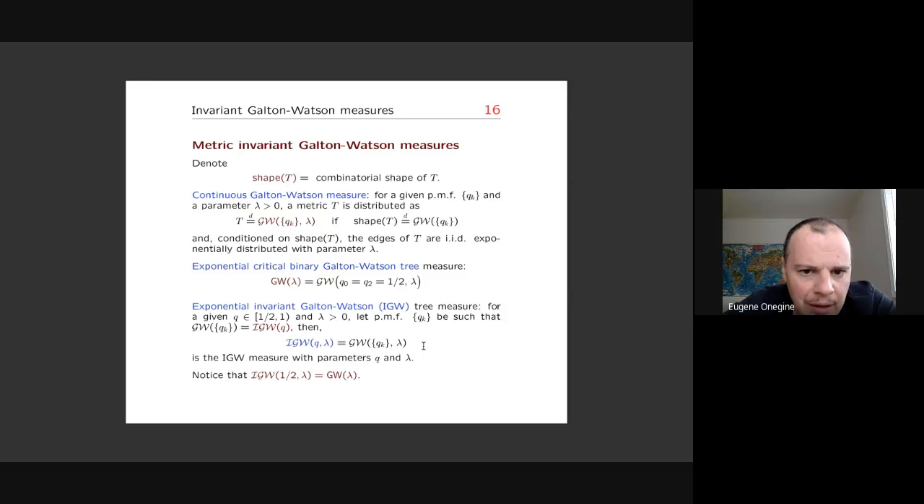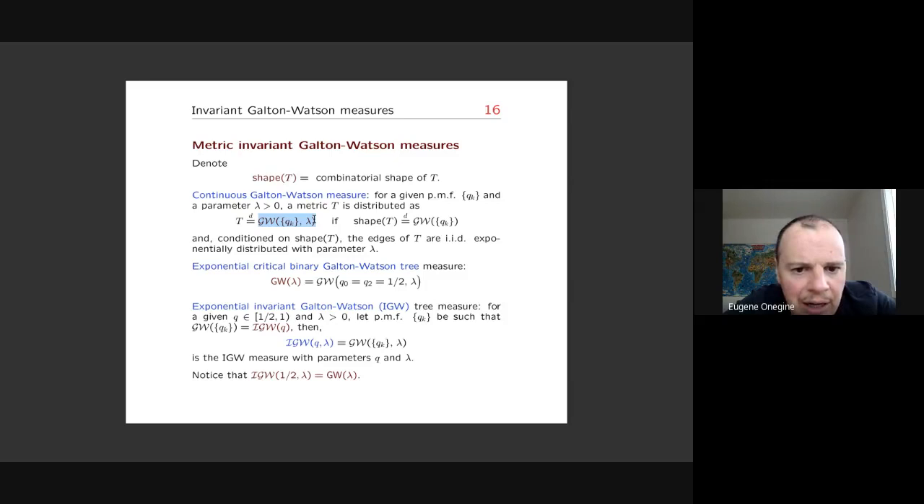Another important function, if you want to map from the space L of trees with lengths to the space of trees without lengths, which is T, is the function shape. It just takes the combinatorial shape of a tree, forgetting about the edge lengths. Okay, so now we consider continuous Galton-Watson measures. Essentially, the measures that you generate by a continuous process with rates instead of probabilities, right?